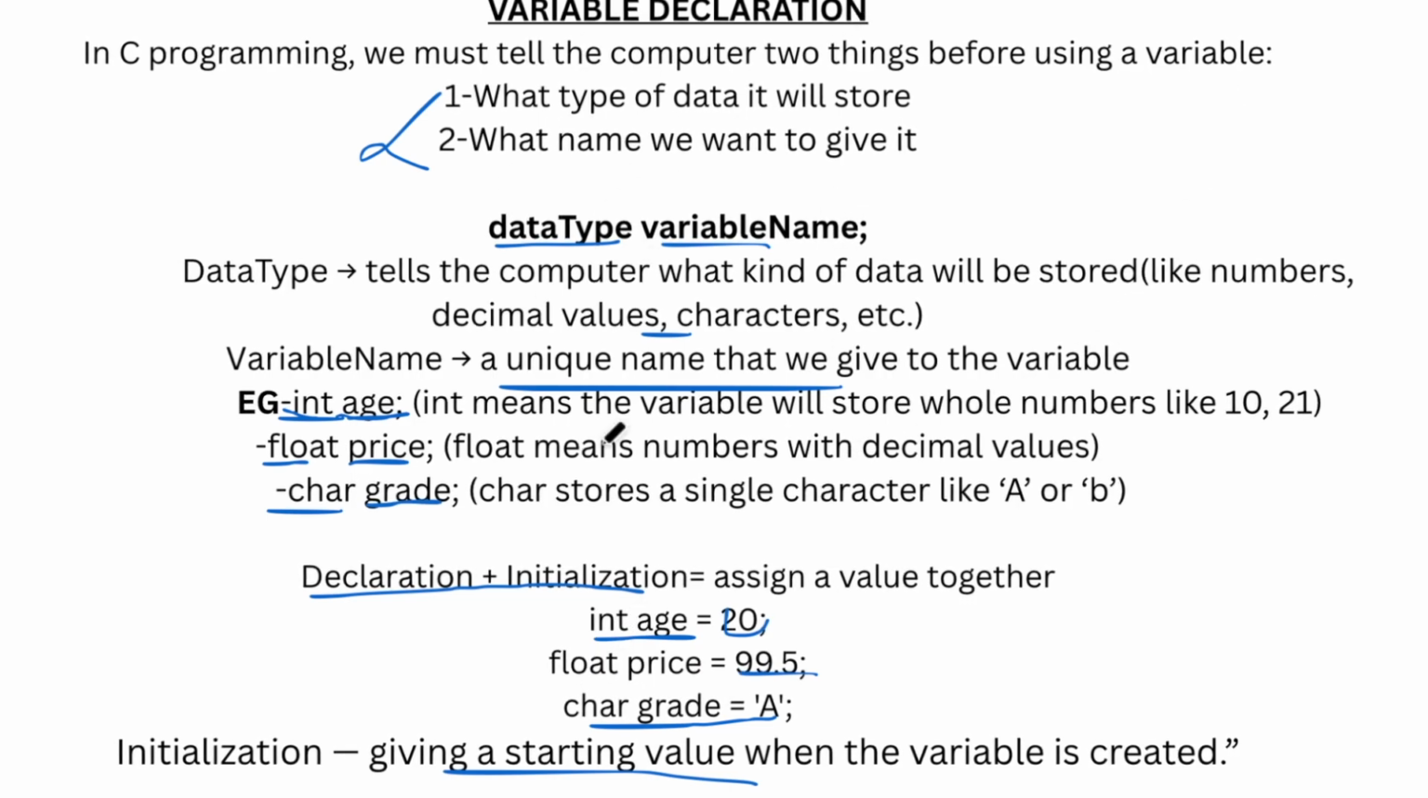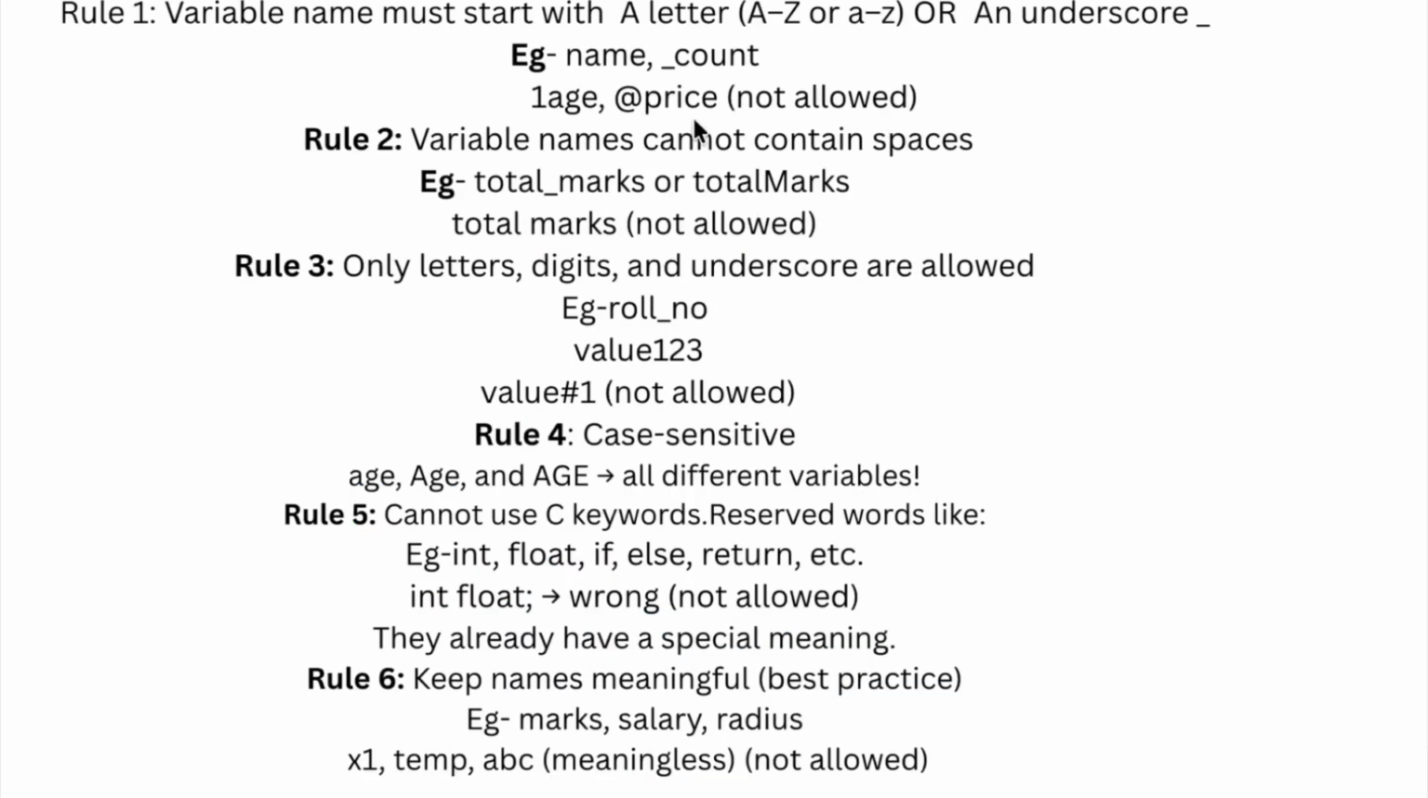So this is how we declare a variable. First we write the data type and the variable name. After we study variable declaration, we are going to study some rules for naming variables. We just can't give any kind of name to the variables. The first rule is a variable must start with a letter or an underscore.